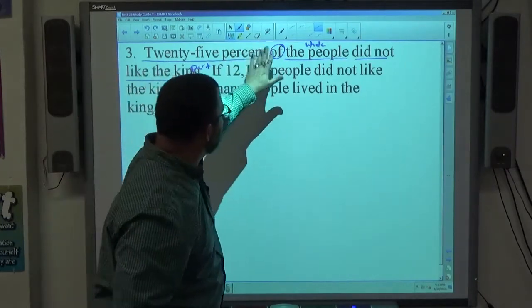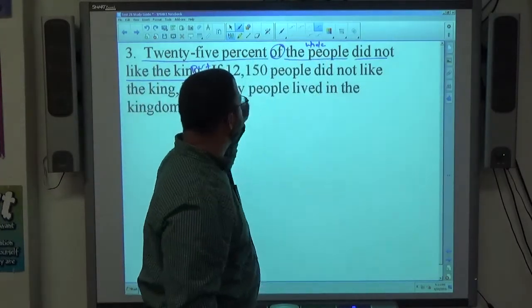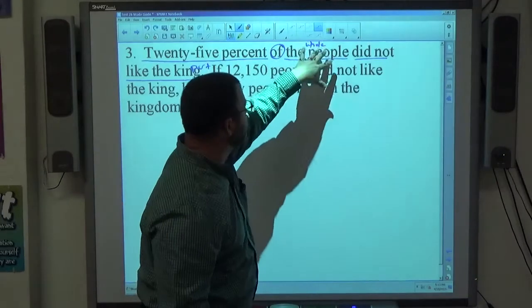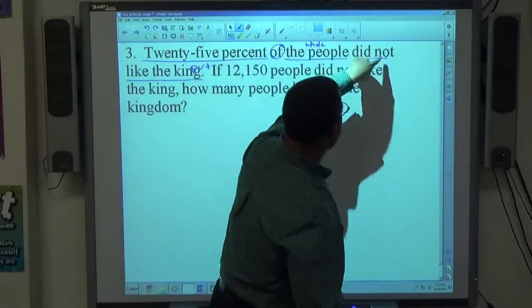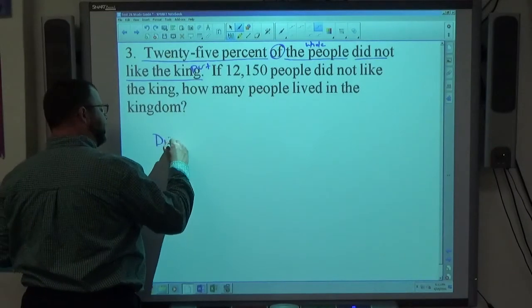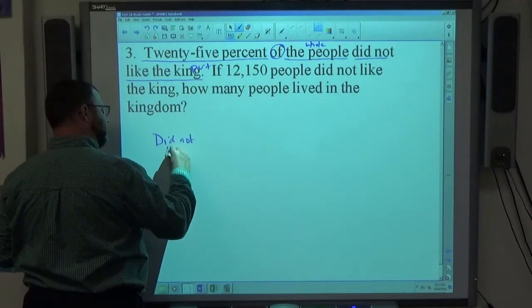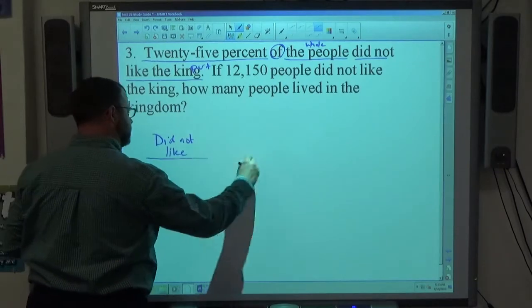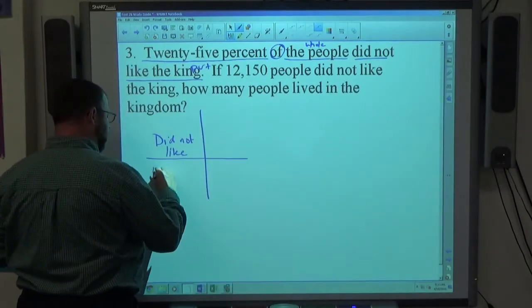So whenever it says 25% of some category, some group, the group is the whole, and the characteristic of the group is the part. So we have did not like the king, and the whole is all the people.